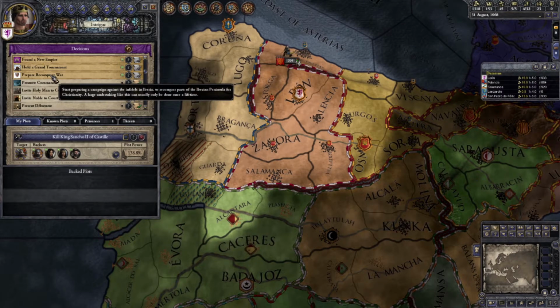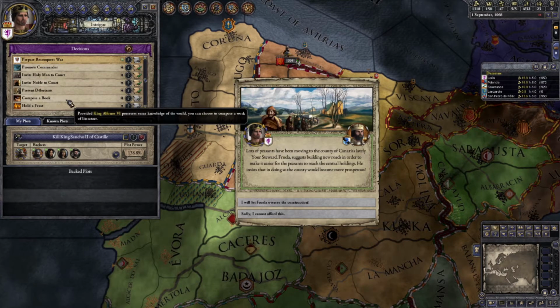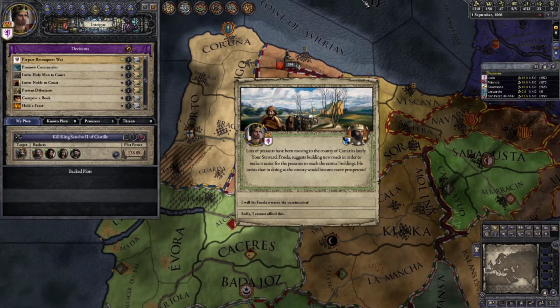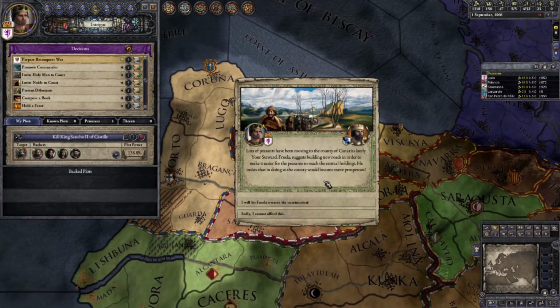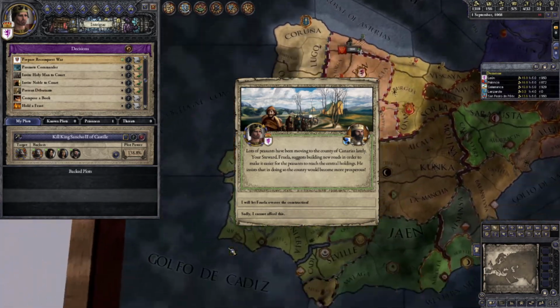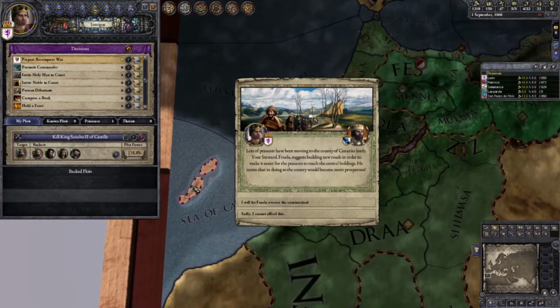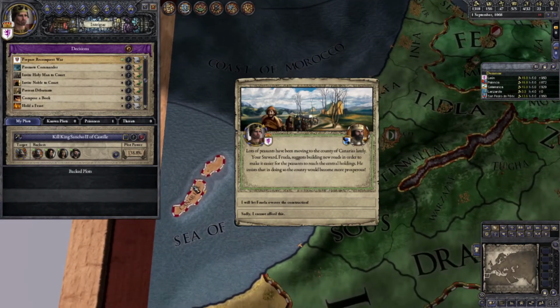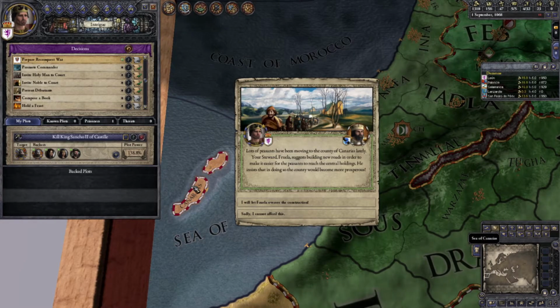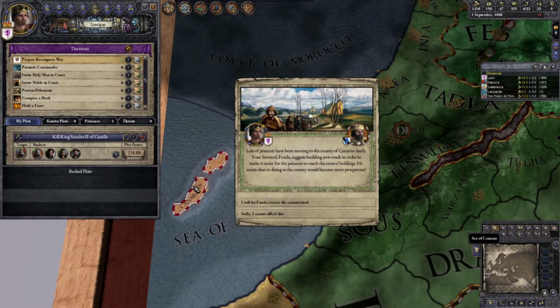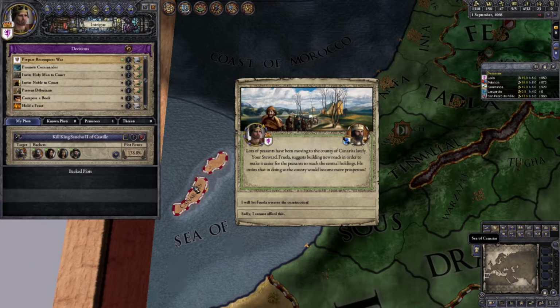Invite nobles to court, present debutantes. So we have a lot of different options for stuff. Lots of peasants have been moving to the county of Canaries lately. Your steward, Fruella, suggests building new roads in order to make it easier for the peasants to reach the central holdings.